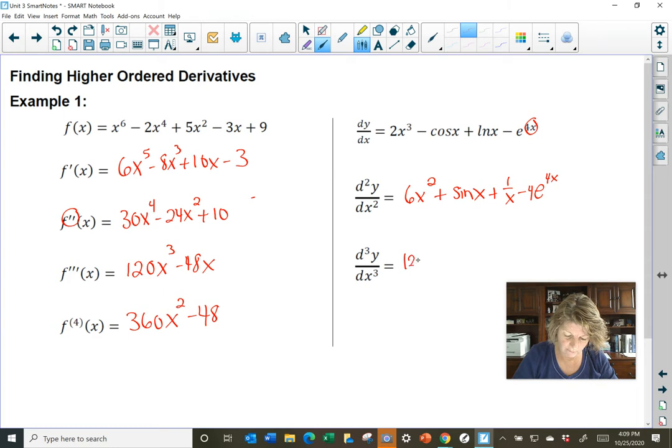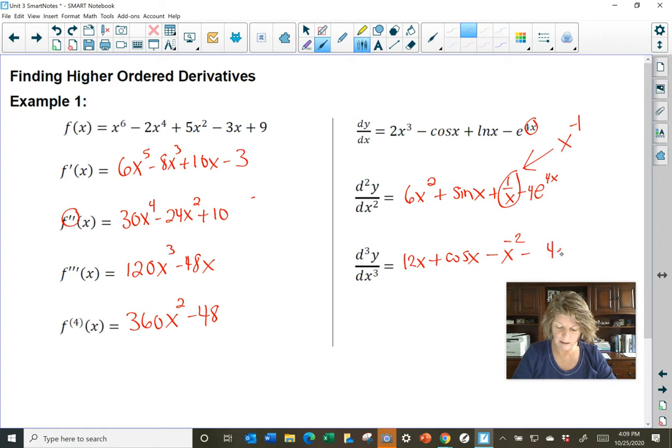We're at 12x. Derivative of sine is cosine. This is the only one that's tricky. In my head, I'm thinking it's x to the negative 1. So I'm going to have minus x, subtract a power, and I'm at negative 2 power, minus 4e to the 4x. Uh-oh. It's slowing down. 4x there.